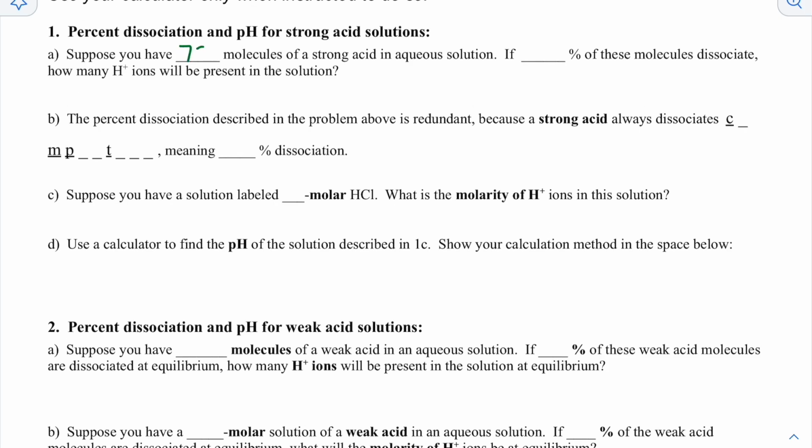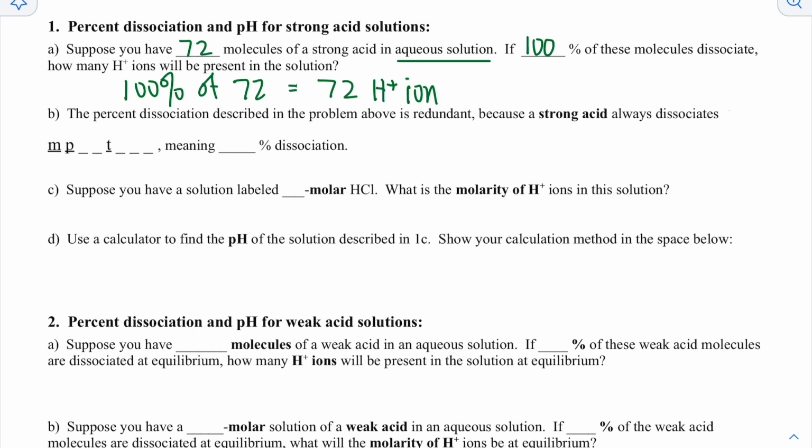Suppose you have 72 molecules of a strong acid in an aqueous solution. It's very important that it's in solution. If 100% of these molecules dissociate, how many H plus ions will be present in the solution? This should be an obvious answer to you. 100% of 72 is equal to 72. So there'll be 72 H plus ions in solution if 100% of the strong acid molecules dissociate.